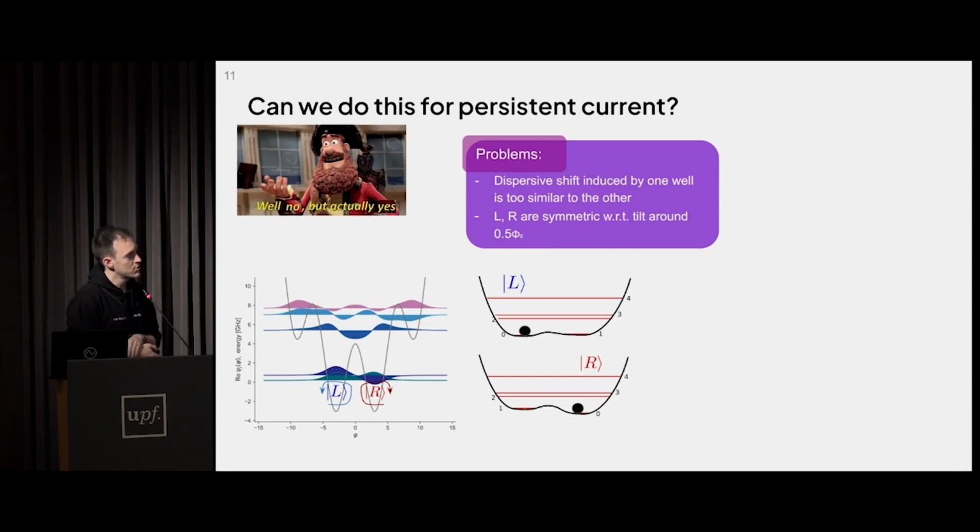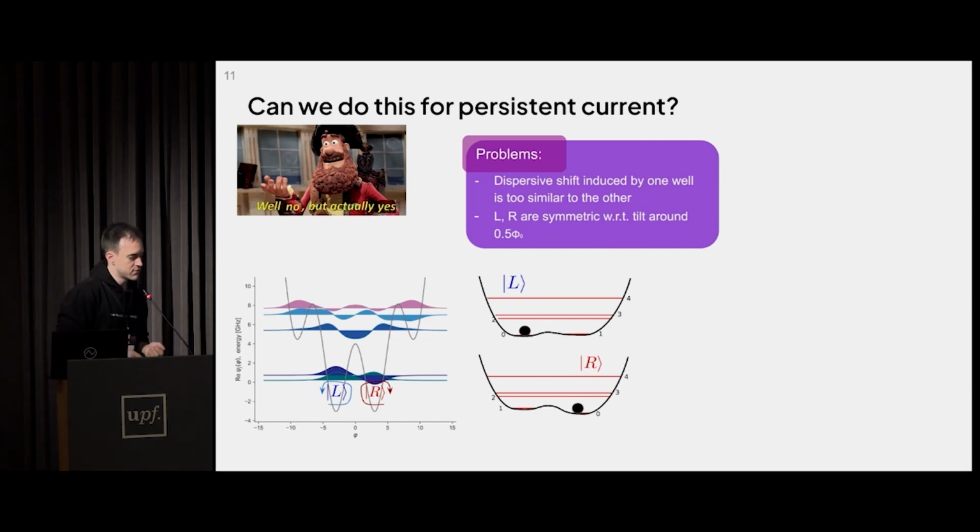And even if you were able to do this, notice that when you're around this half-flux quanta, if you tilt one way or another, you have asymmetry. So if you tilt, say, this state and this state, if they have the same tilt but in different directions, when you measure, you'll see the same dispersive shift, due to one well being higher up than the other and the other well being higher up than the other.